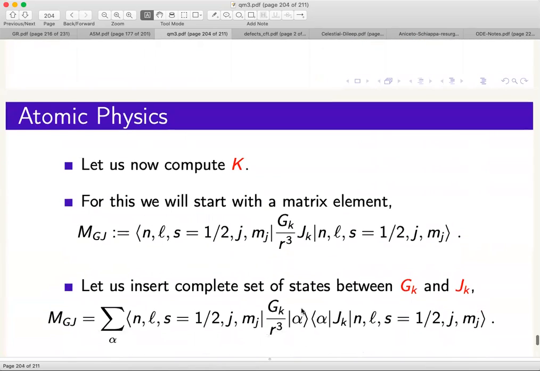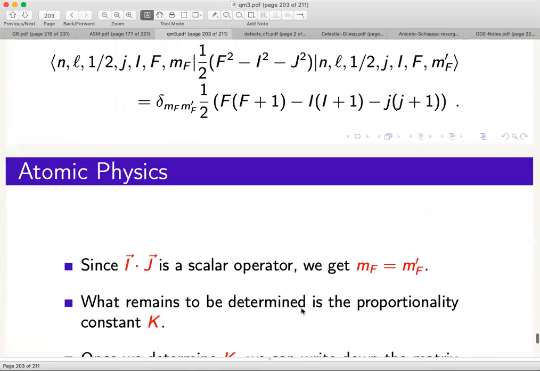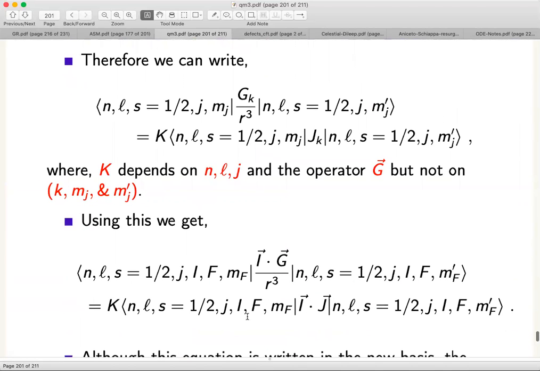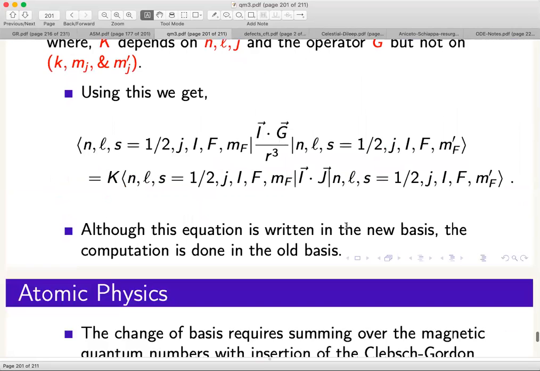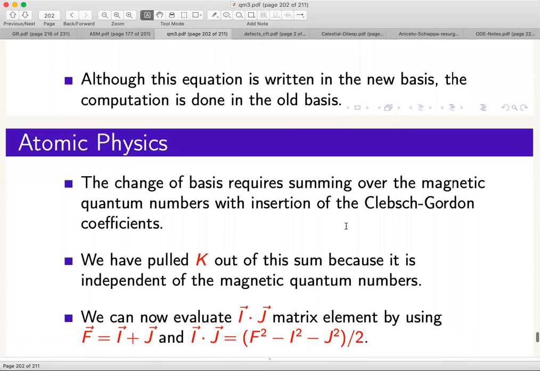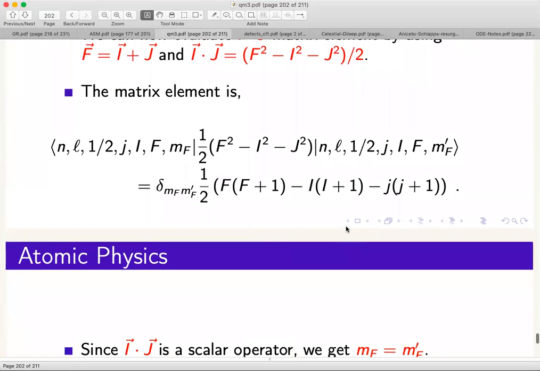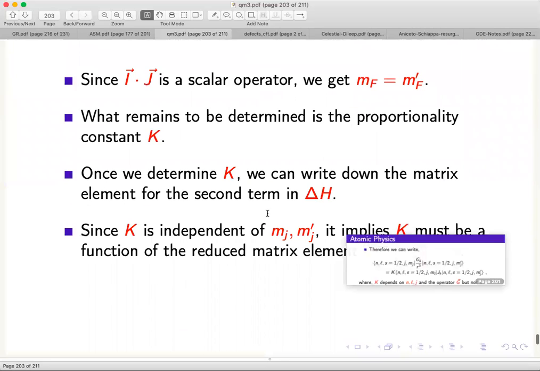To do that, remember what we have done so far is that we had an expression. Let me step back a little. We had an expression which was I dot G, and we said that instead of computing I dot G, let's compute I dot J. Once we compute I dot J and determine K, then we have determined I dot G. Now, to determine K, which is of course related to the matrix element of G upon R cube, instead of looking at that expression, we start off with some other starting point. Namely, we look at the term which is G dot J.